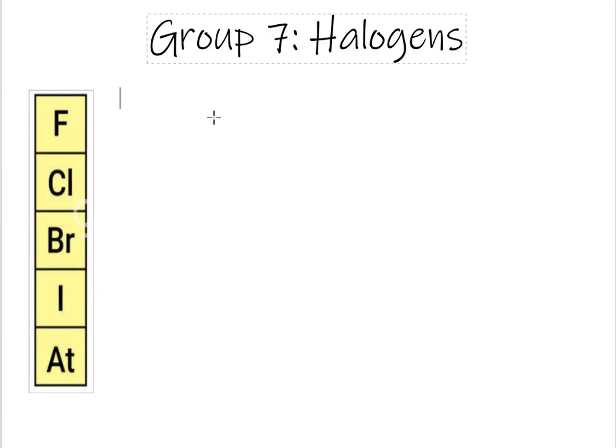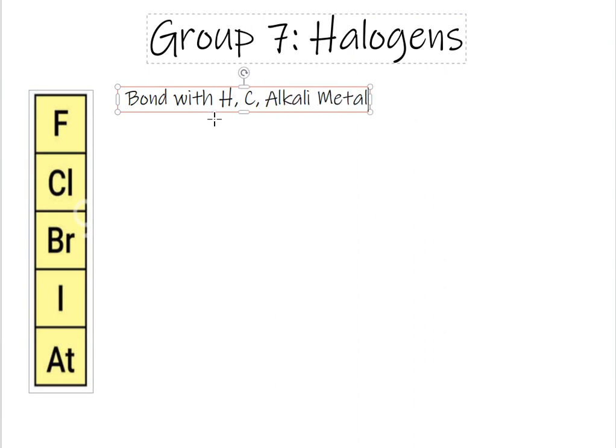So this is fluorine again. The second way to form compounds is that they can bond with hydrogen, carbon, and alkali metals. So let's give some examples.